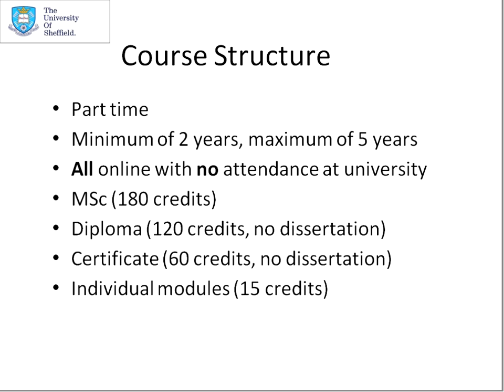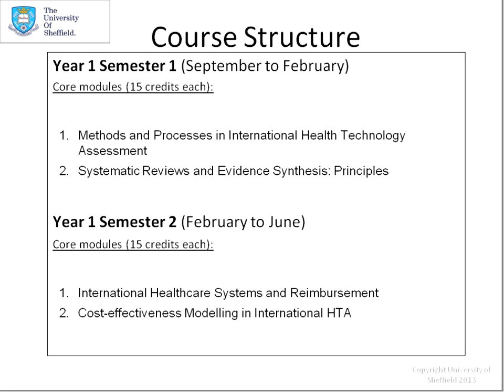The other options for you are that you don't do the dissertation and you go for the diploma, but for both of those you have 5 core modules which you have to take. For the certificate, which again doesn't have a dissertation, is just 4 modules, 4 15 credit modules. You can choose any 4 modules on the course, any 4 modules that are available, so it's very flexible.